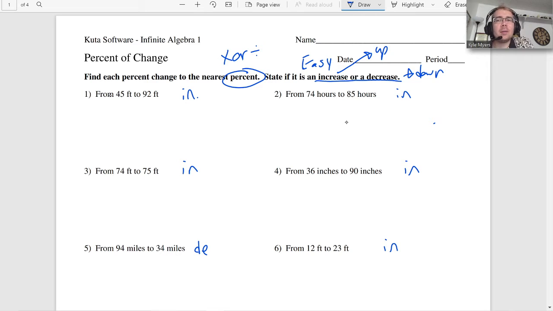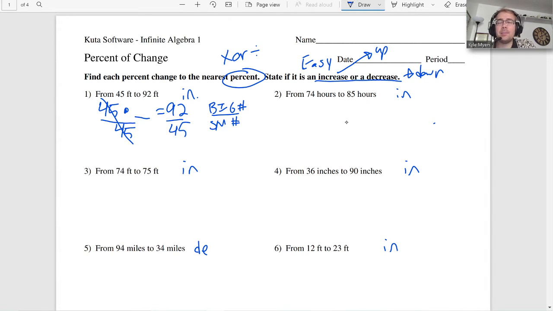So if we want to figure out how much to multiply by, I would say, okay, well, 45 times something gives me 92. So what I do then is I always divide. I'm kind of solving an equation here. I'm dividing by 45. So if you want to figure out the percent increase, we divide the big number by the small number, and that's how we figure out percent increase, okay?